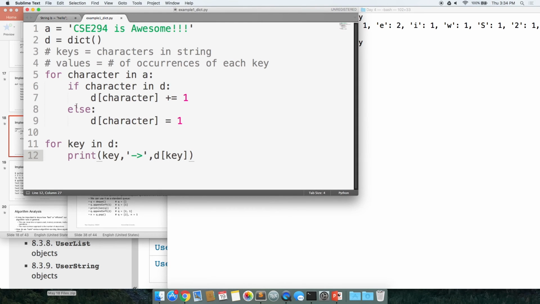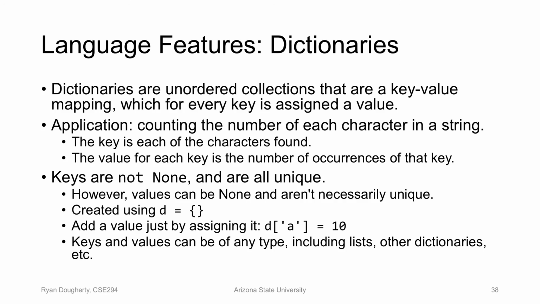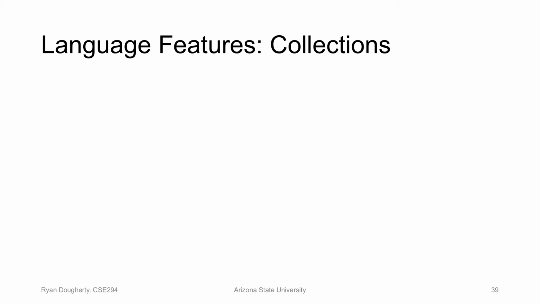Okay. So any questions on dictionaries? Okay. So we covered that. Keys and values can be of any type, as long as keys are not None and are unique. If I try to assign a key that already exists, as we actually did in our example, it'll just override the value that exists there, or update it. Okay? Yeah, cool.